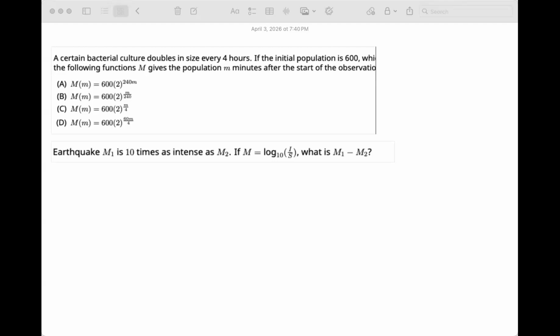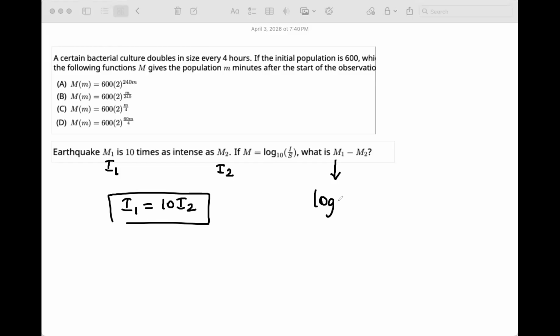Okay, let's see this one. So M1 is 10 times as intense as M2. So let's say the intensity is I1, this is I2. Can I say I1 is 10 times as intense as I2? This is what I have. But they want M1 minus M2, right? First, let me convert this and write down: log 10 of I1 by S minus log 10 of I2 by S. I1 is 10 I2.